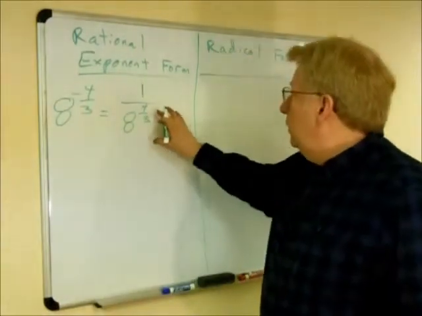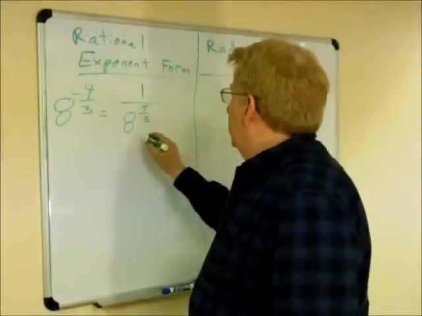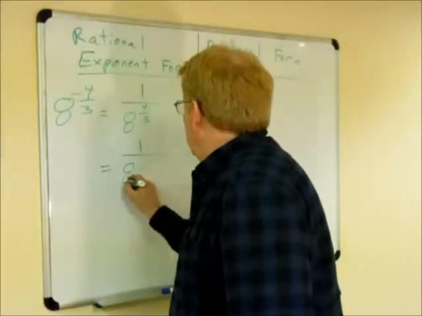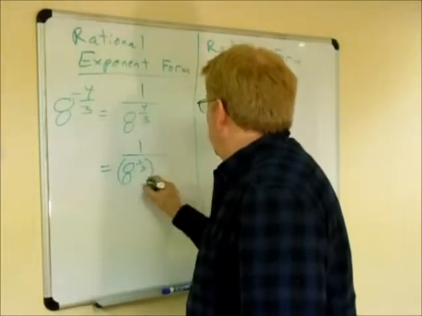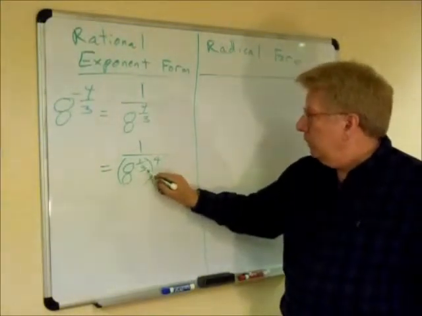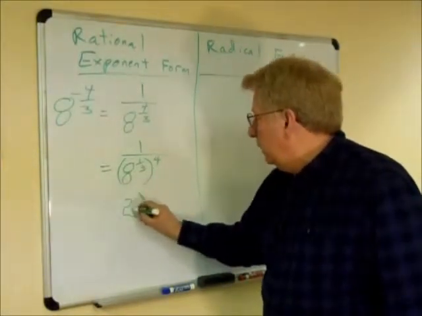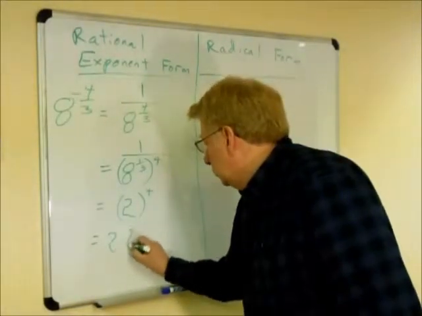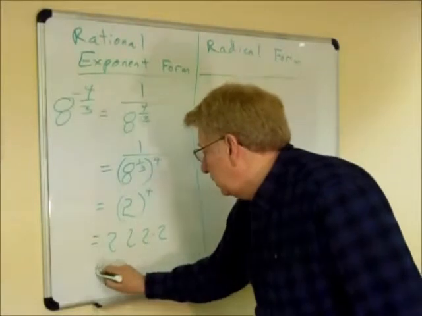And then from there, again I'm using exponent form here. From that I can go 1 over 8 to the 1/3, and that whole thing to the 4th power. Now 8 to the 1/3 would be 2. 2 is the cube root of 8, and then to the 4th power, which would be 2 times 2 times 2 times 2. 2 times 2 is 4, times 2 is 8, times 2 is 16.